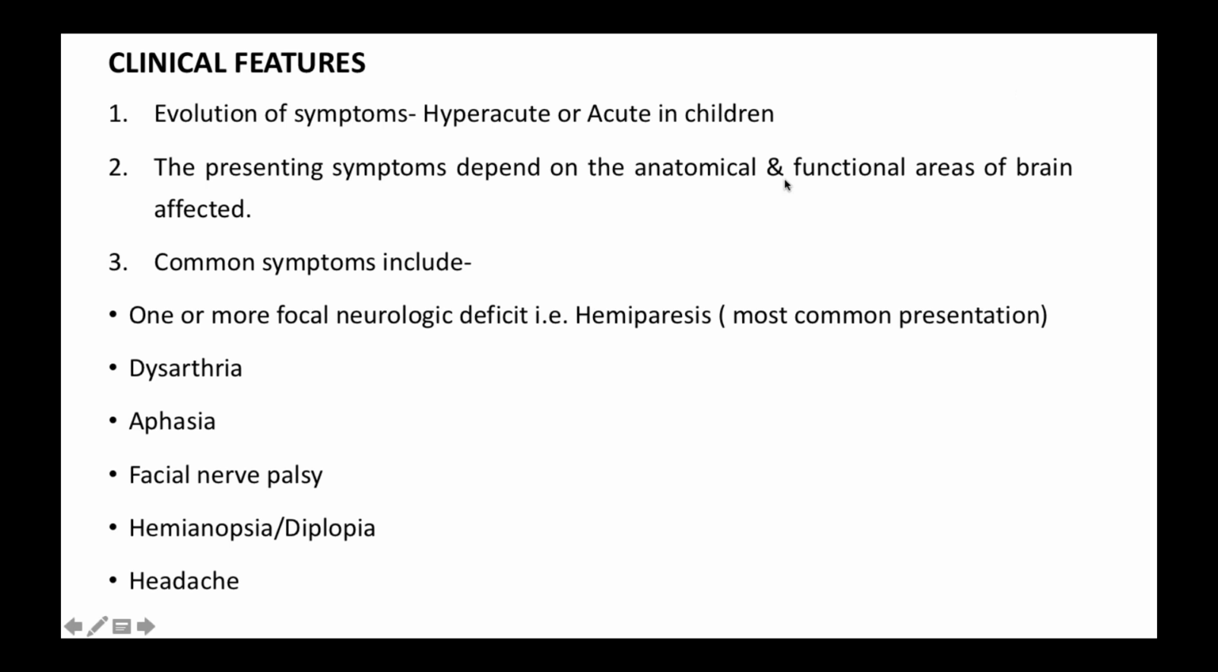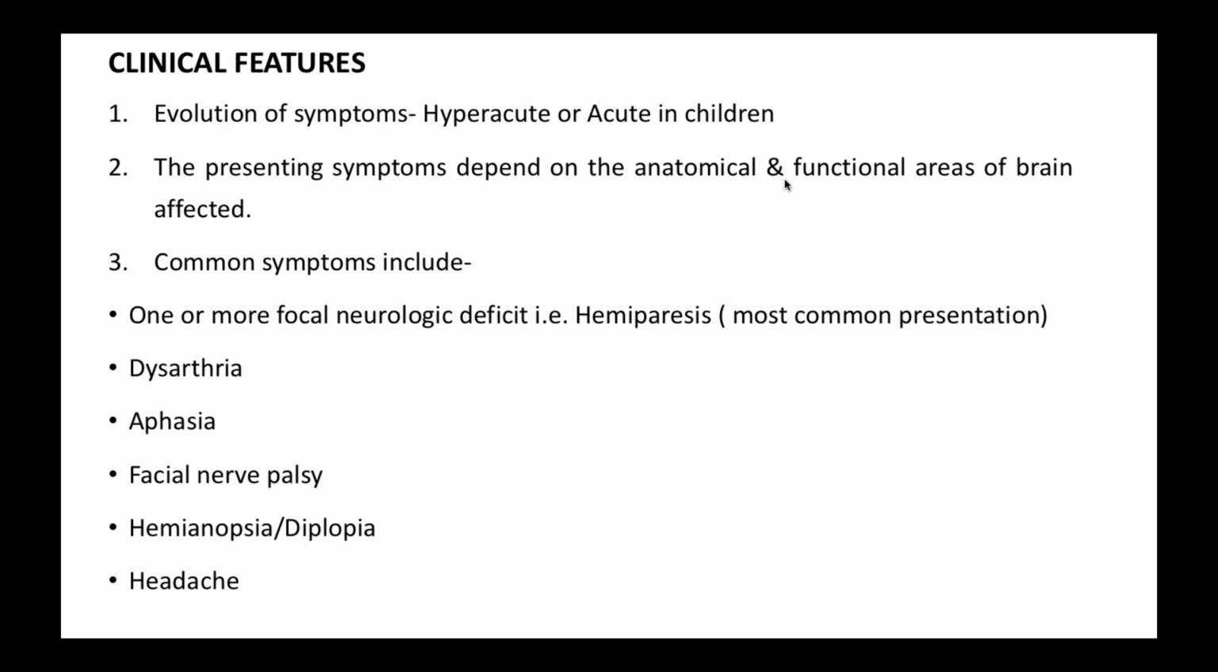So what are the clinical features? Usually the evolution of symptoms occurs in a hyperacute manner or an acute manner. So what do we mean by hyperacute manner? Hyperacute means occurring within 24 hours. Usually the child will come with a history of sudden onset focal deficits. There may be focal deficits which are increasing, and then after some time it becomes static. Acute is usually within 7 days. So this condition is either hyperacute or acute.